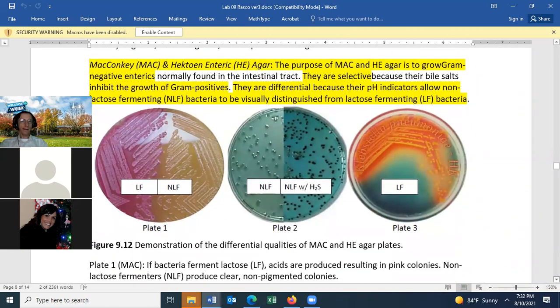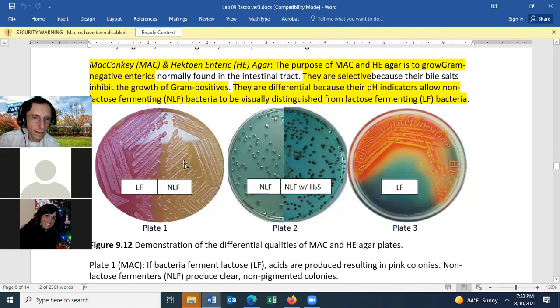You can use MacConkey's and Hektoen enteric agar to look for the hydrogen sulfide production. Let me think about that. That's true for Hektoen enteric agar, not for MacConkey's. You can only see hydrogen sulfide being produced in Hektoen enteric agar. MacConkey's and Hektoen enteric agar are selective. They will grow gram negatives, and they are differential. You can look at the plate and differentiate between lactose fermenters and non-lactose fermenters.